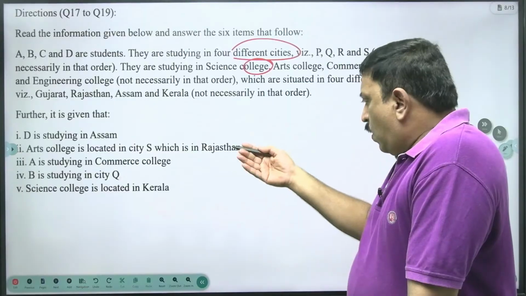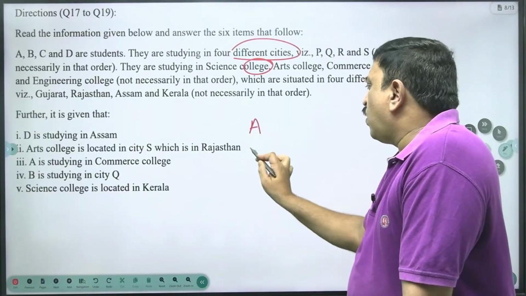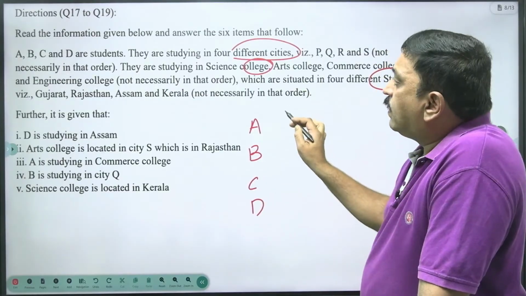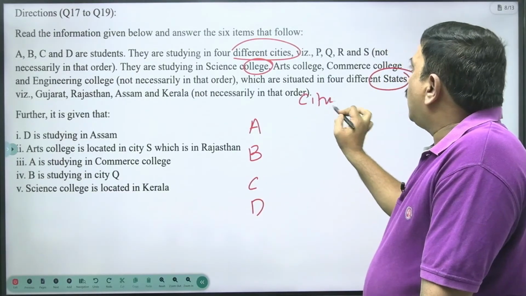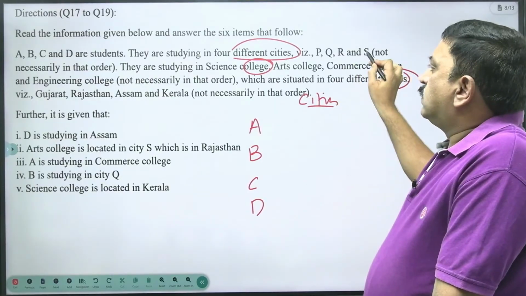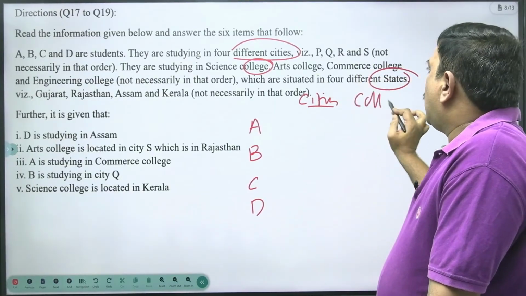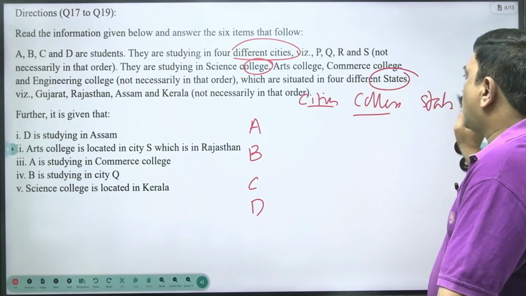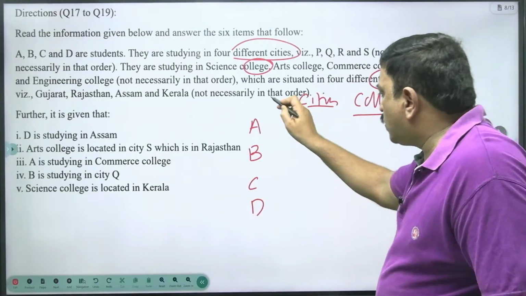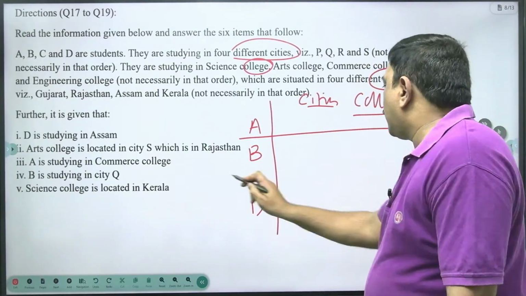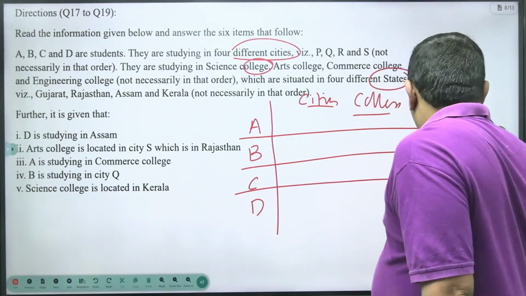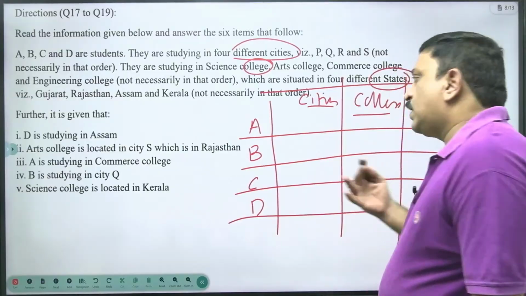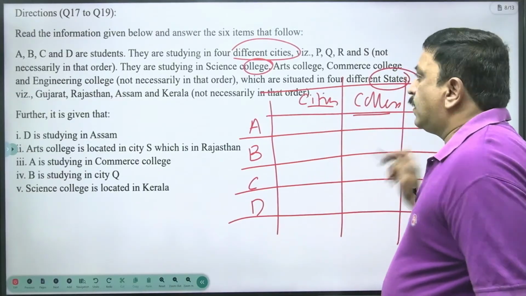Now this is how you have to make the table: A, B, C, D, the students, then the cities, then the colleges, and next the states. So there are around three pieces of information regarding the students. Make this classification quickly, and whenever there is negative information, keep it outside, and positive information, keep it inside. Now let us start.